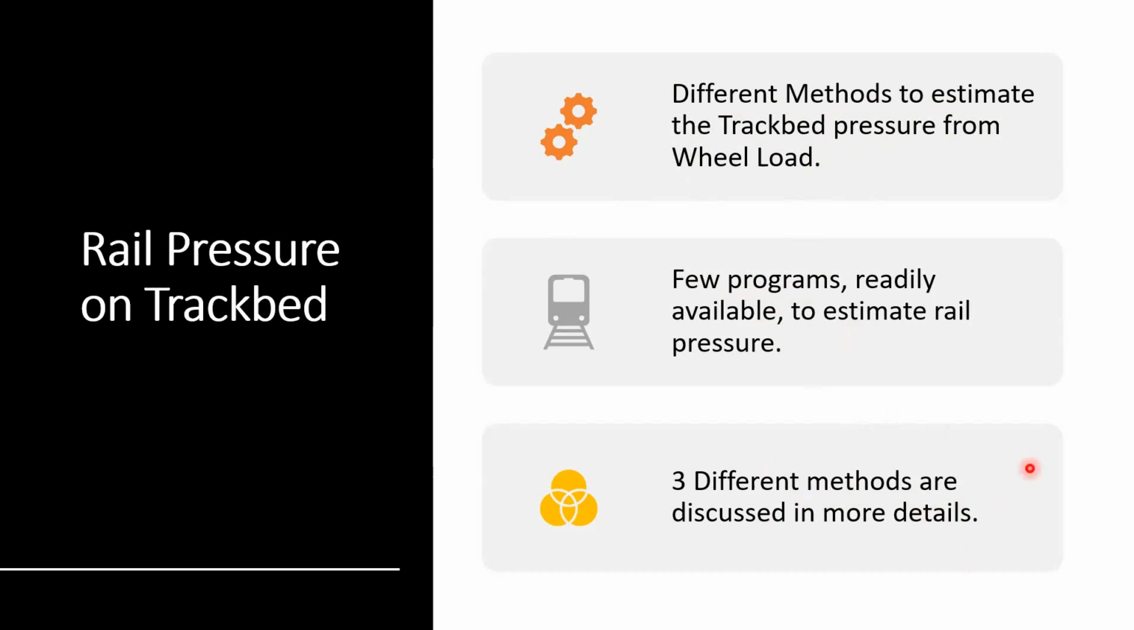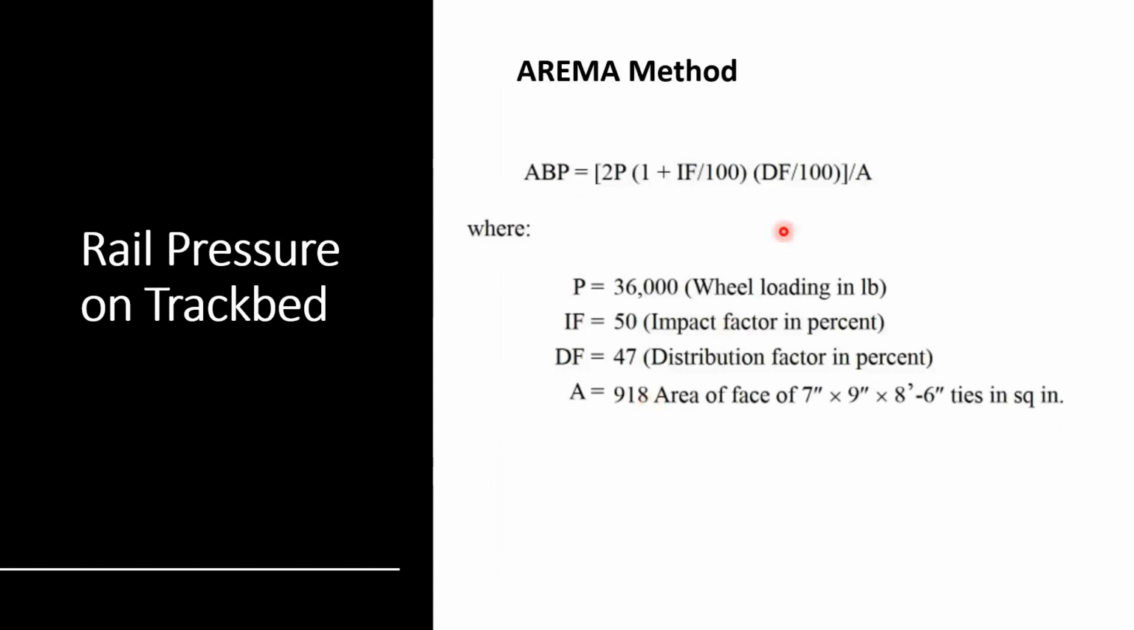And in today's topic, I'll just touch upon 3 different methods in more detail and show you guys the equations and what the governing parameters are. Keep in mind that our idea is we have train load. This train load is transferred through the rail track onto the ties, and then these ties transfer the pressure into the track bed. So just keep this in mind as we go through the presentation.